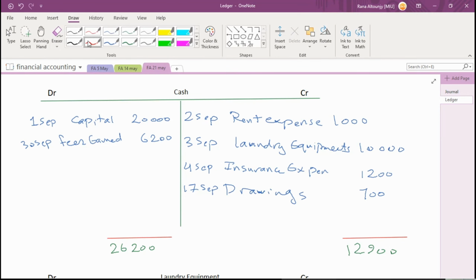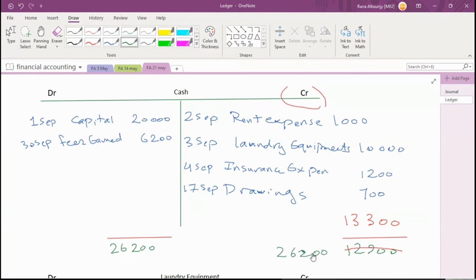We need to go to the credit side here, and we need to add this amount, which is 13,300. So like this, our balance here will not be 12,900. It will be 26,200.